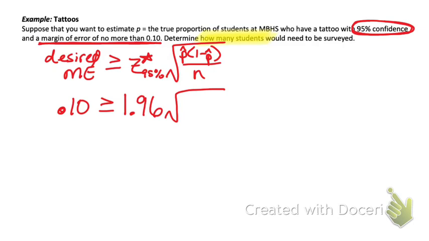All right, p hat. What am I going to use for p hat? I haven't taken the sample yet. I'm going to use 0.5. Ladies and gentlemen, we now need to do algebra. This is where I find out how well you did in algebra.